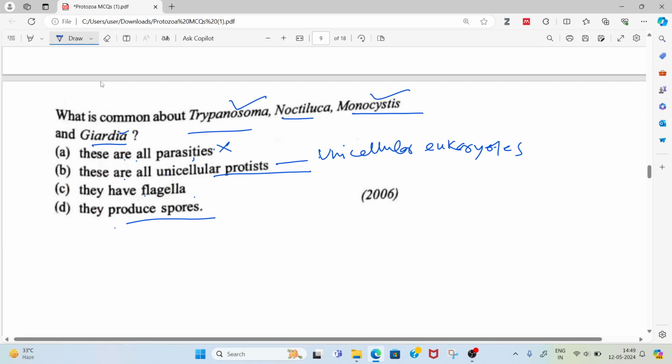These are all unicellular Protista, but among them only Trypanosoma has flagella, and all others don't have flagella. Giardia has flagella, but others don't. And another claim is that they produce spores. That means this answer is also not correct. So option B, they are all unicellular Protista, is the answer.